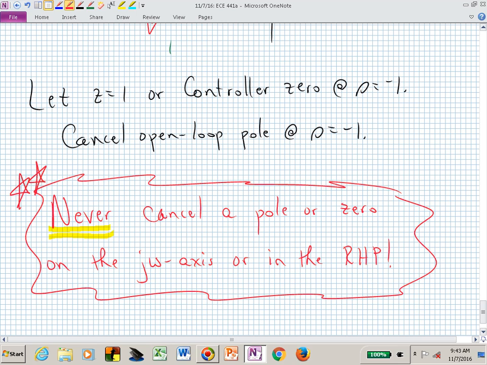We may have to do that, but we cannot cancel a pole or zero by a choice of pole and zero in the right half plane. We can place poles and zeros in the right half plane. We just can't use them to cancel other poles and zeros. Is that clear? That's a distinction that I want you to make.